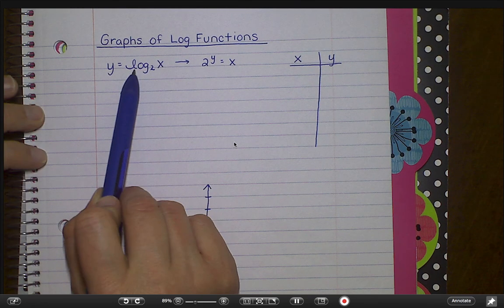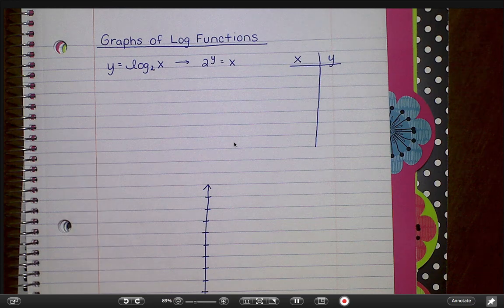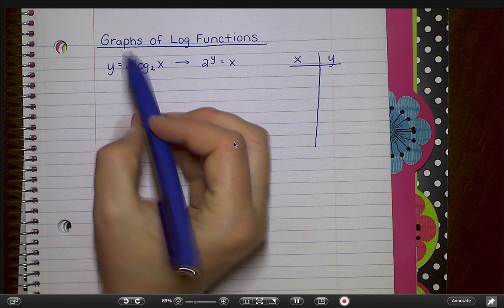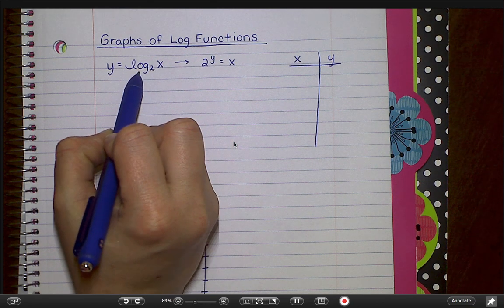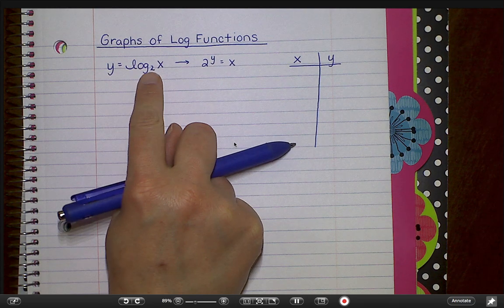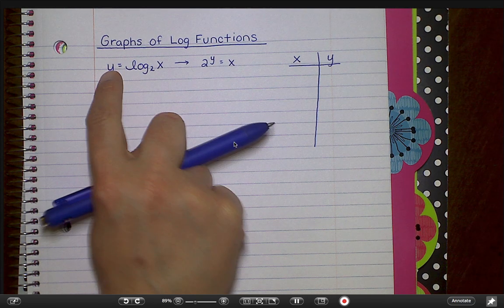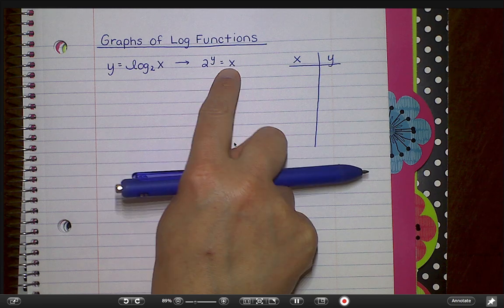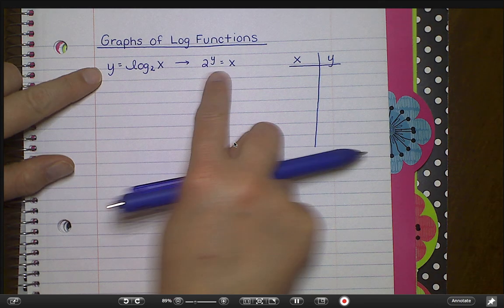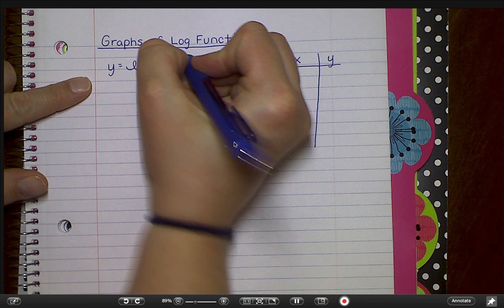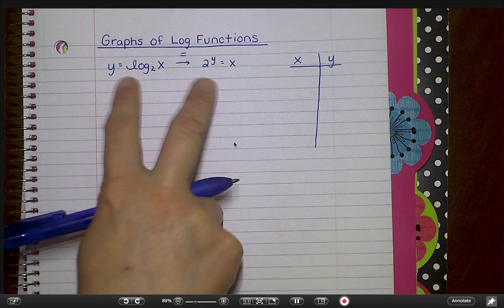Because I like exponential form better than log form, it just makes more sense to me, I'm going to take this and rewrite it in exponential form. And so remember, that would be 2 to the power of y equals x. That's this thing here. Okay, so these two things are equivalent to each other. Here where I drew that arrow, these two things are equal.